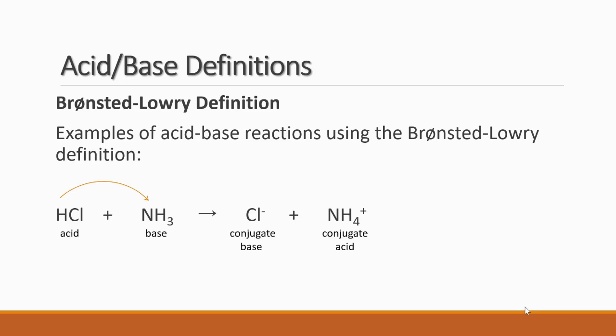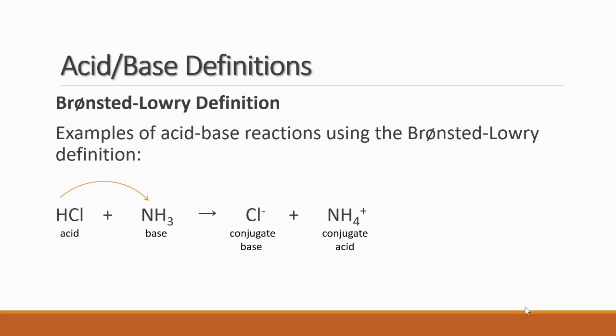HCl is an acid and NH3 is a base, of course. But then after the acid loses its hydrogen ion, it becomes a conjugate base. And the base, once it gains the hydrogen ion, becomes a conjugate acid. Why did they switch names as far as base and acid? Well, now the conjugate base doesn't have a hydrogen to give away, but it could accept a hydrogen, and that's why it's now called a base. The conjugate acid now has an extra hydrogen ion, and so it could give away a hydrogen ion, and that's why it's now called an acid.